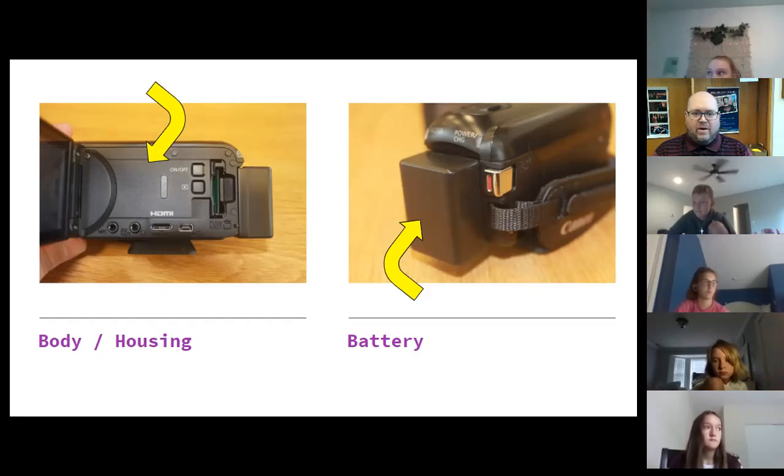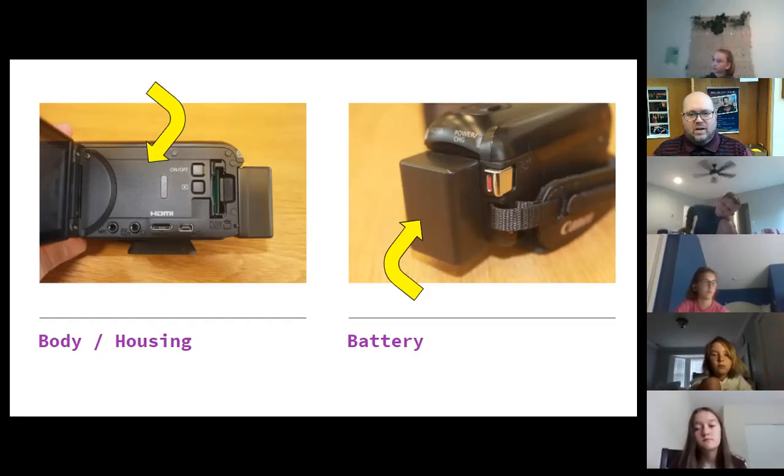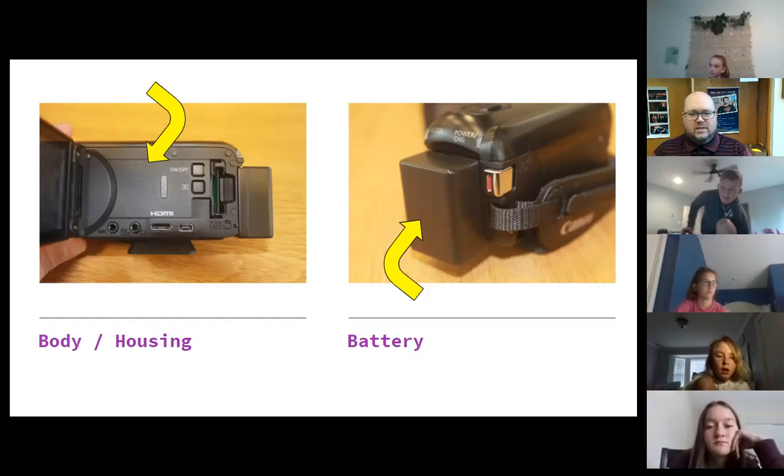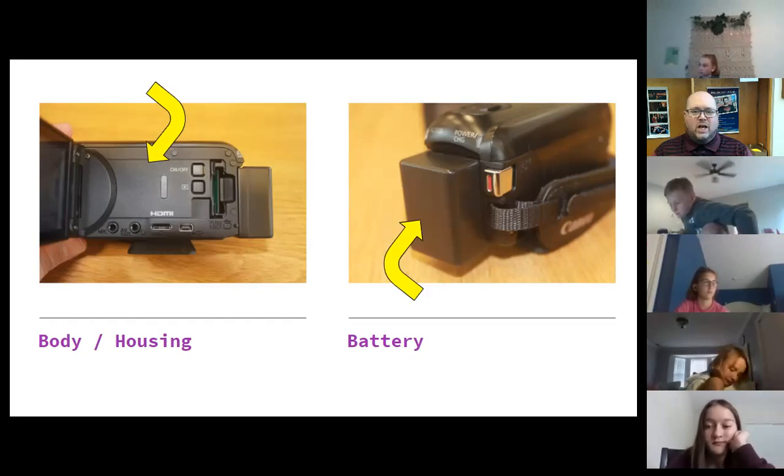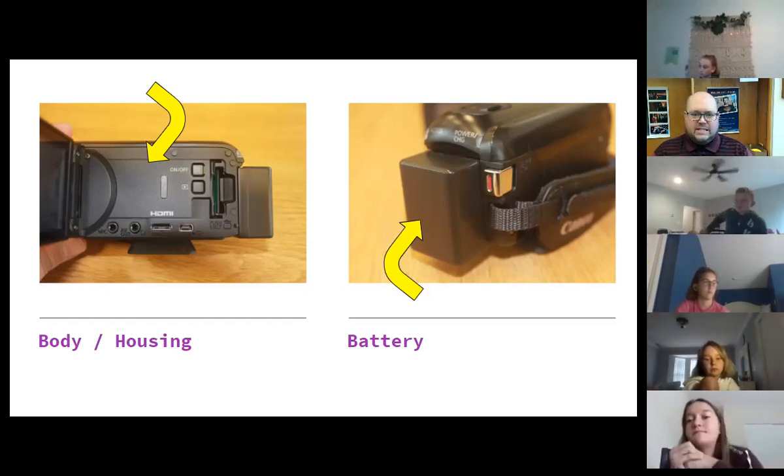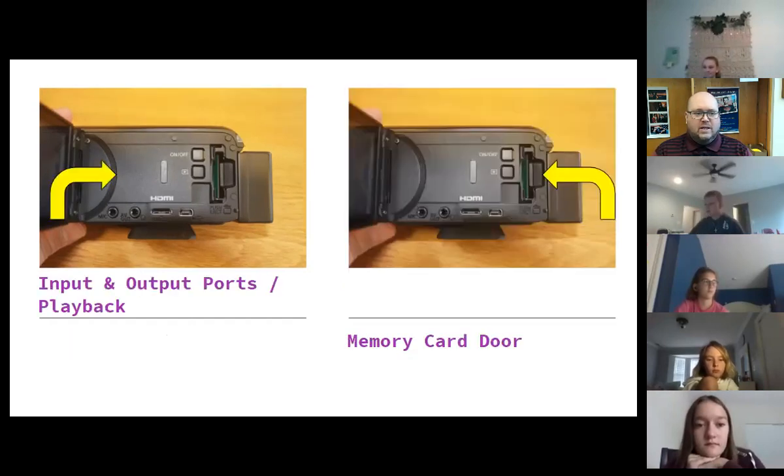What about the battery, Addison? What's the battery for? Battery is the power source of the camera. Good. It's the power source of the camera. Okay. Without it, you're not going to be able to do anything. It's an electronic device, so it has to have some form of power outlet.